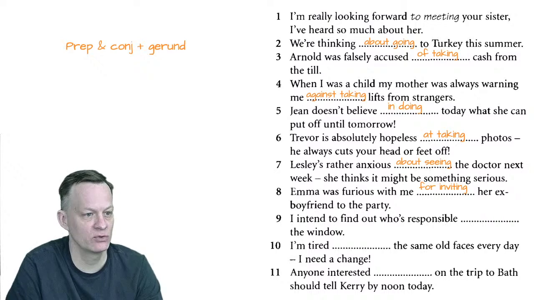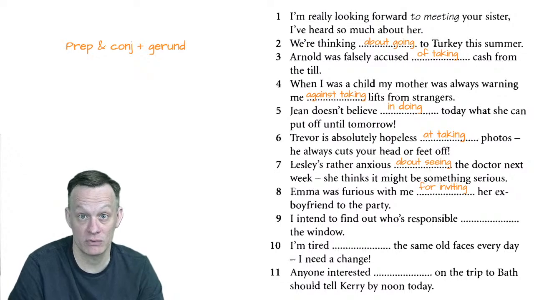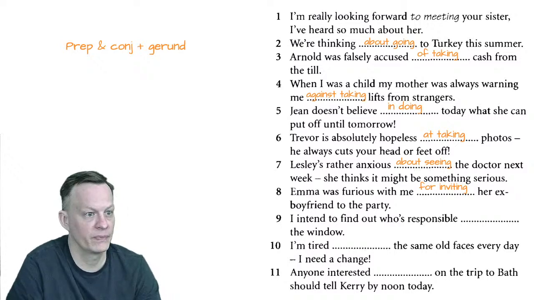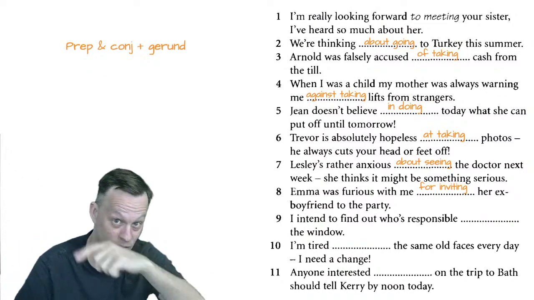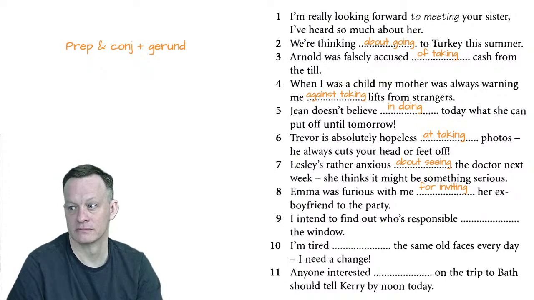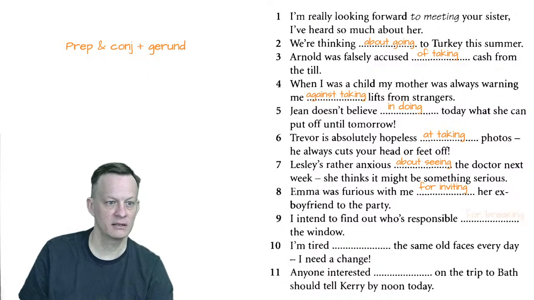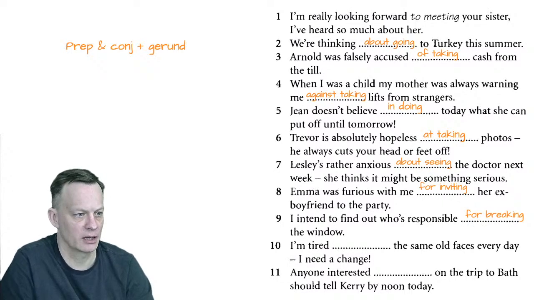I intend to find out who's responsible, Alejandro, of breaking, Irene, of breaking. Okay, be careful. Breaking the way Alejandro has written it is romper, but breaking the way Irene has written it is frenar. So be careful. Who's responsible? And everybody wants to write of. Of is not the preposition. Santi, you are the winner. I intend to find out who's responsible for breaking the window.